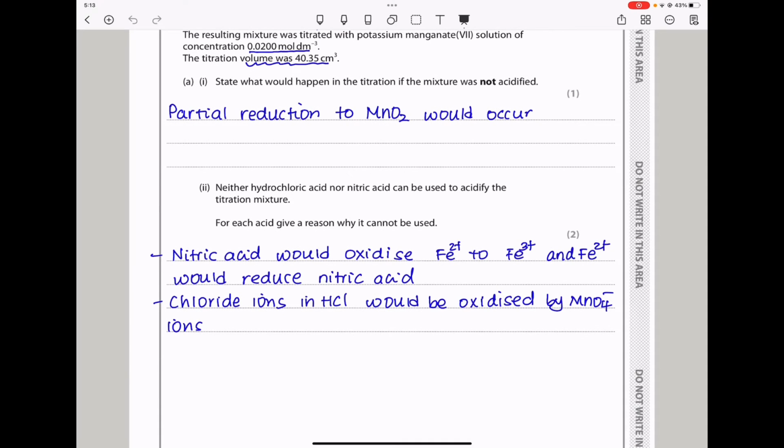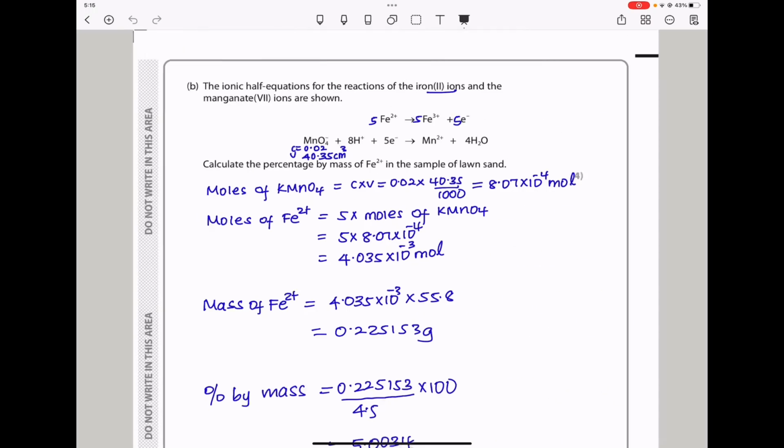Then the next part says, neither hydrochloric acid nor nitric acid can be used to acidify the titration mixture. For each acid, give a reason why it cannot be used. Nitric acid would oxidize iron(II) to iron(III). Also, chloride ions in HCl would be oxidized by manganate(VII) ions.